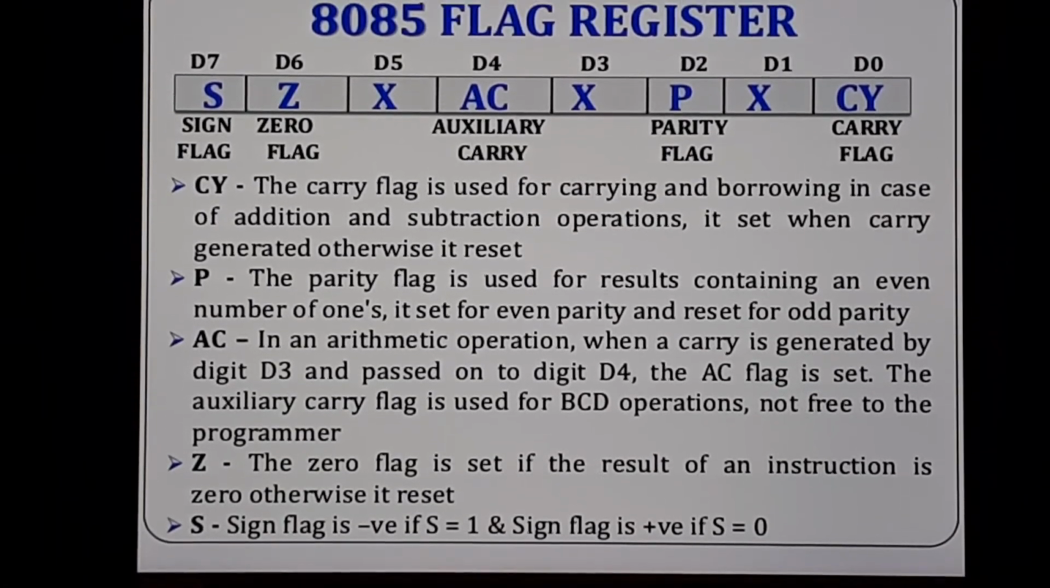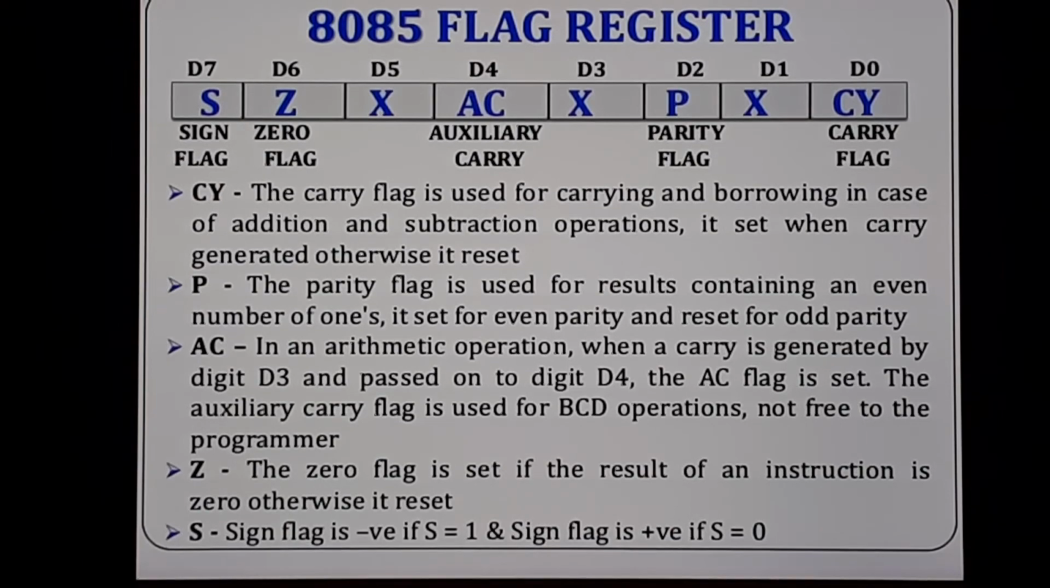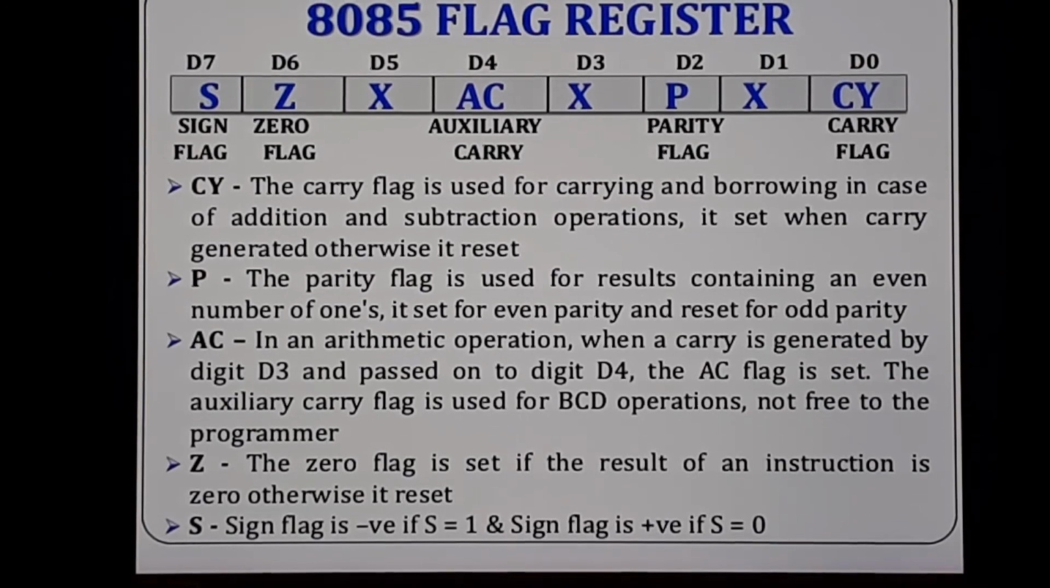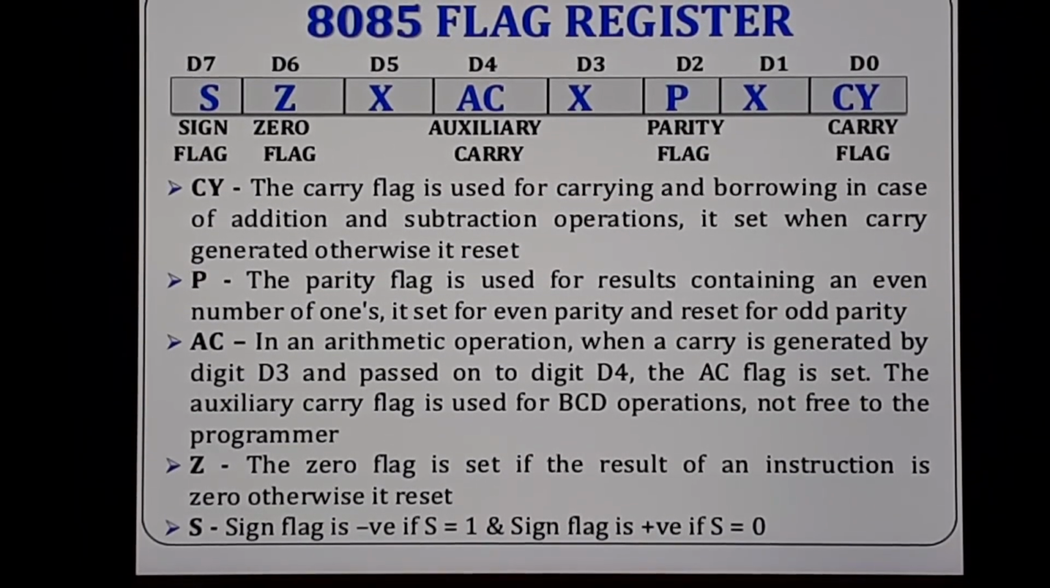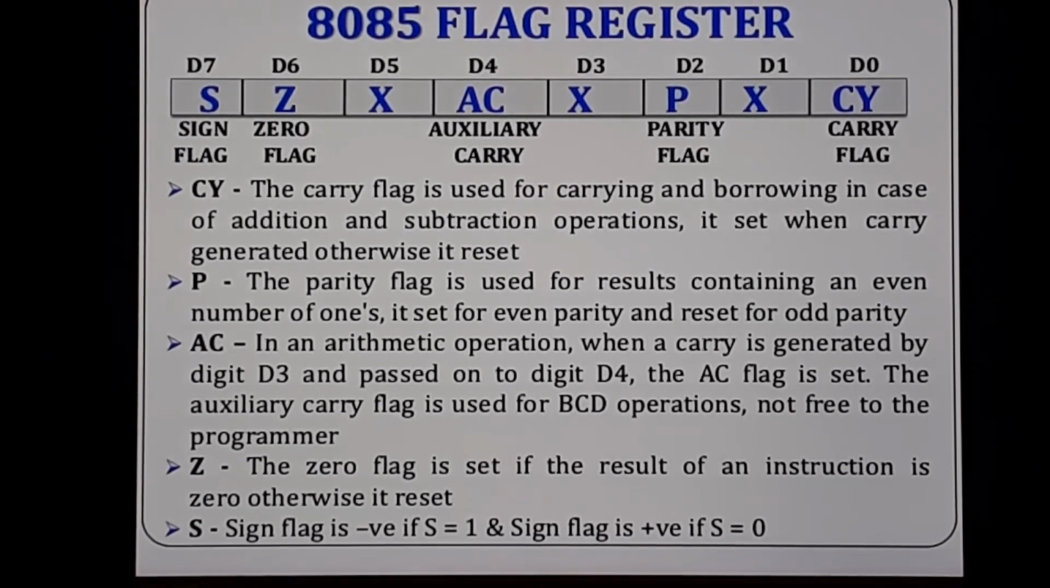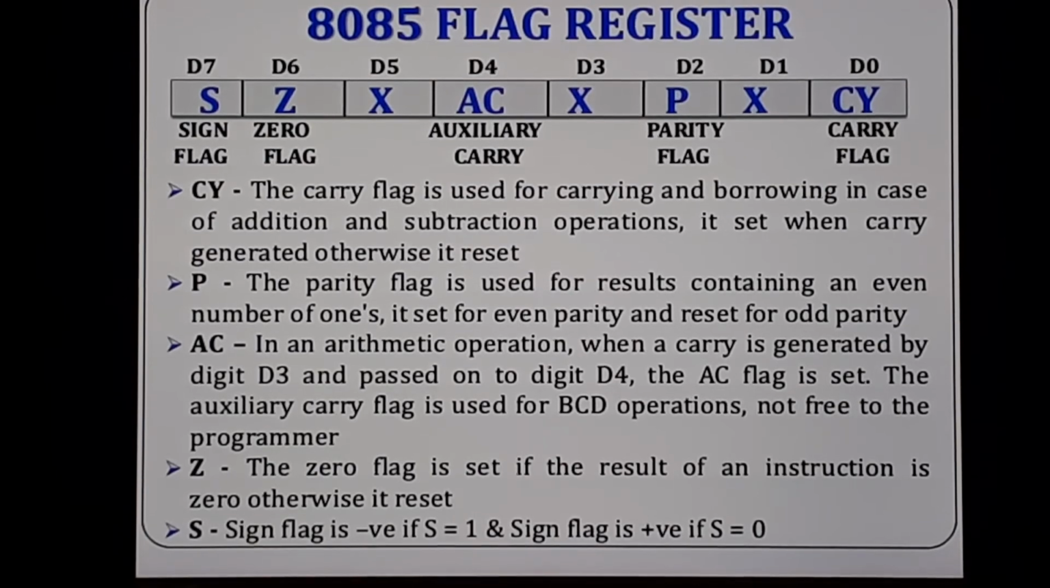The next flag is the Z flag, which stands for zero flag. This flag will be set to 1 if your accumulator result contains all zeros. That means if all 8 bits of your accumulator result are 0, then the Z flag will be set to 1, that is Z is equal to 1. If it contains at least one 1, the Z flag will be set to 0. It will be set to 1 only if all 8 bits are 0.